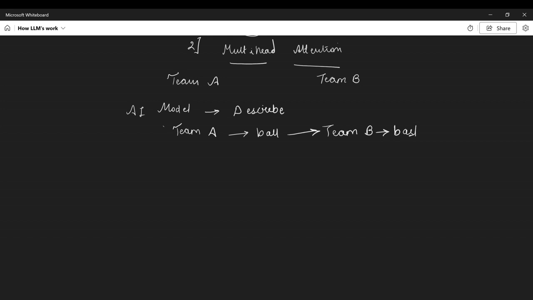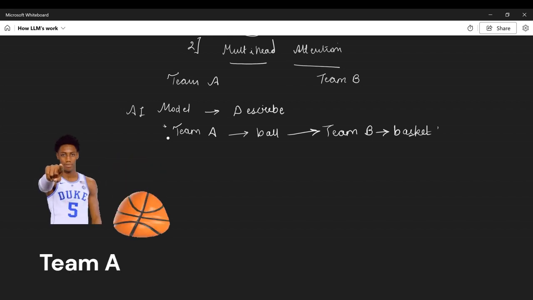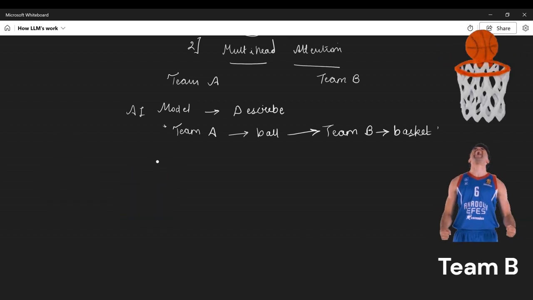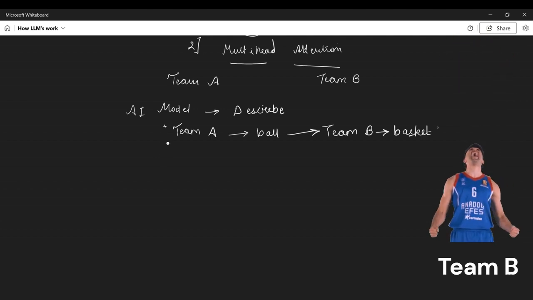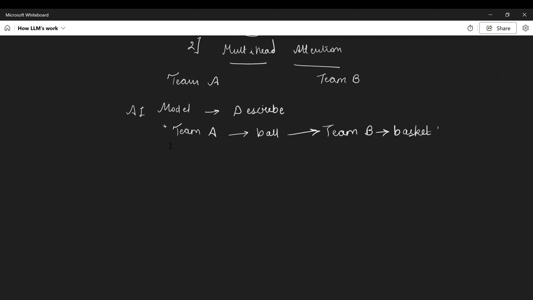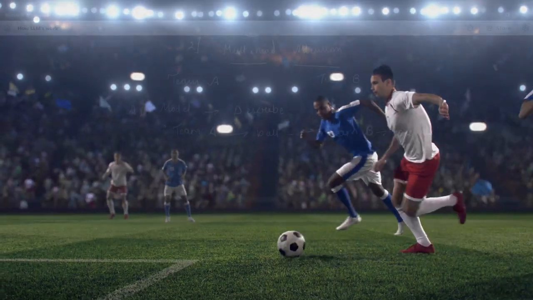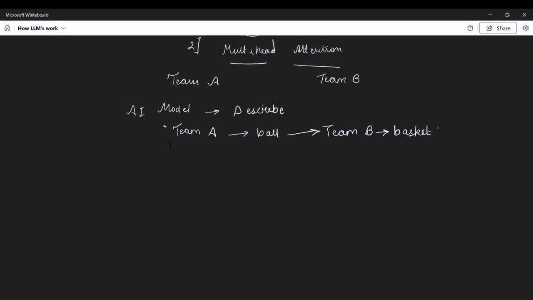At this moment, the team A players have passed the ball to team B, and team B is near the basket. What the model sees at any moment in the video is several players, moving objects, a ball, a basket, which is the goal area, and movement patterns. The model must understand who is doing what to whom, similar to how we process language but in visual form. Each attention head focuses on different aspects of the scene.